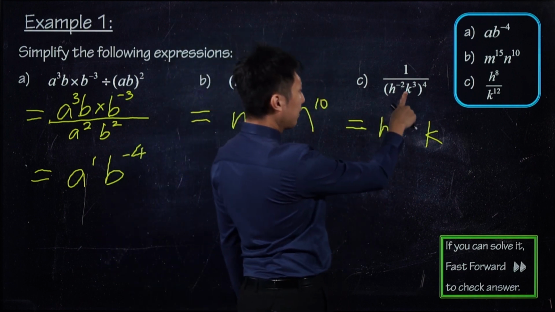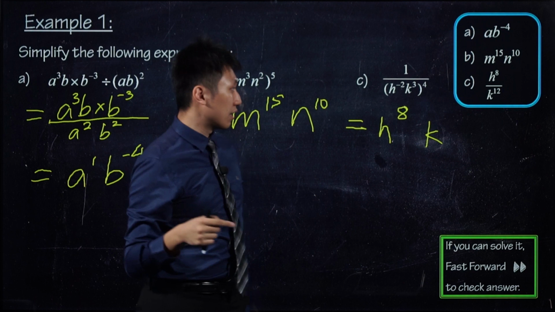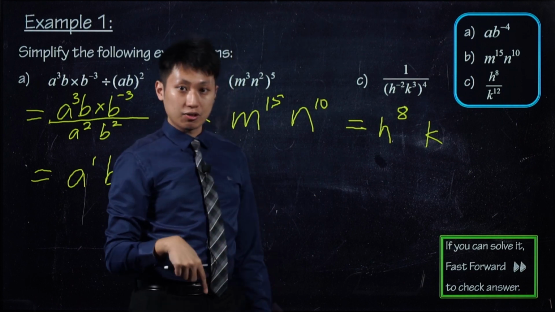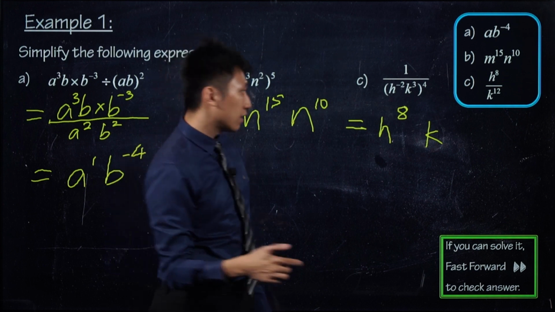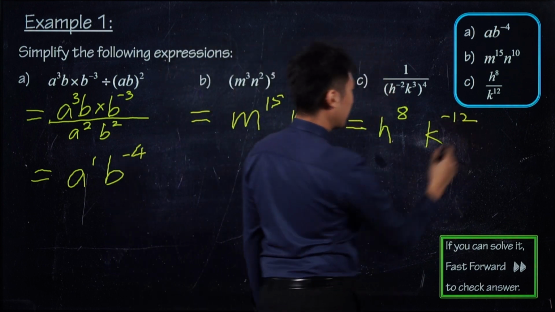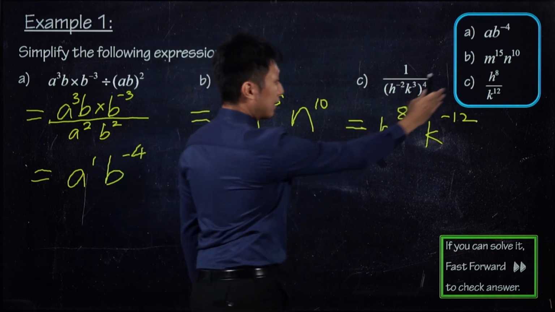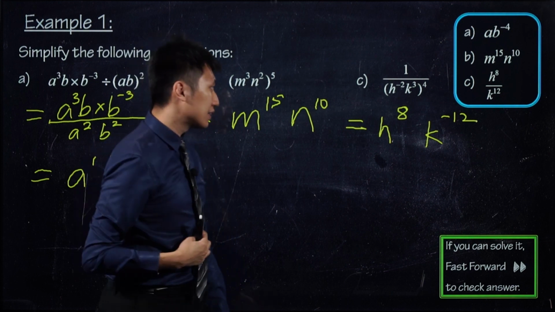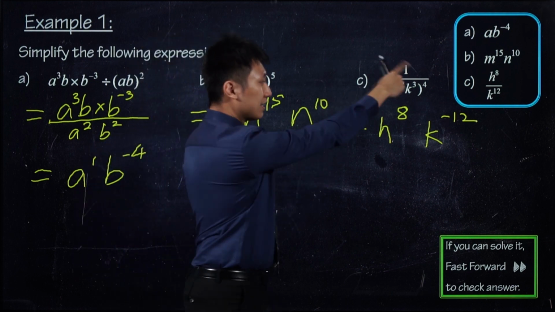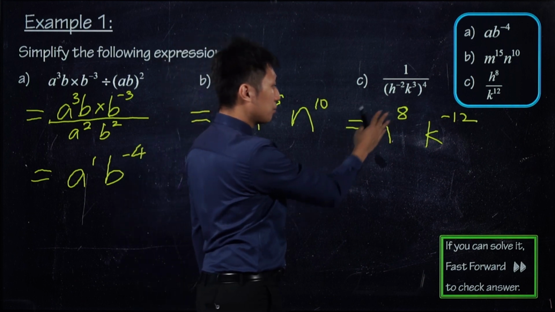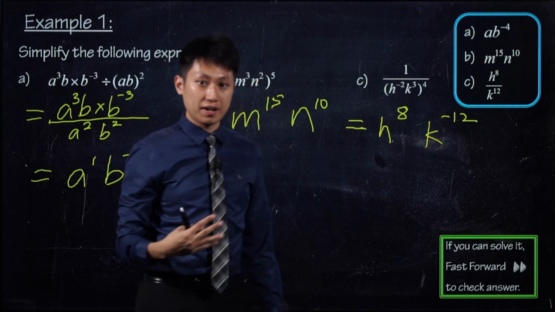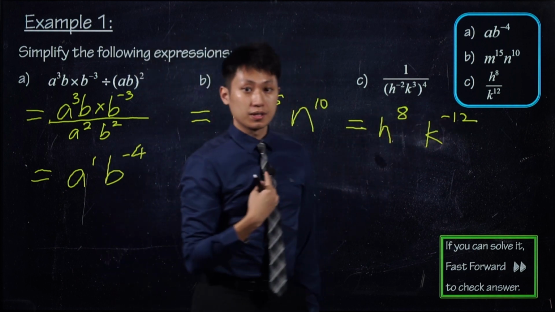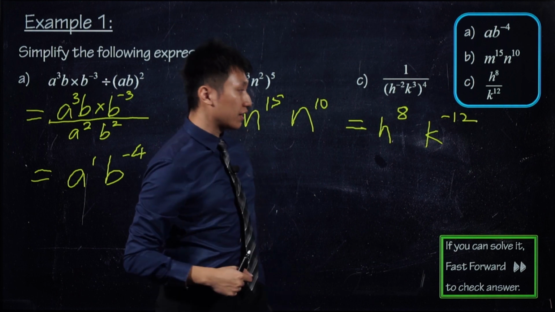Then here, k is what? K: 3 times 4 is 12. 12 is below, correct? So you put negative 12. So this answer and this answer are both acceptable. Depends on the question. Maybe the question says write this expression in terms of h to the power a and k to the power b. Then you find out what a and b are. So a will be 8 and b will be negative 12. Okay, so let's move on.